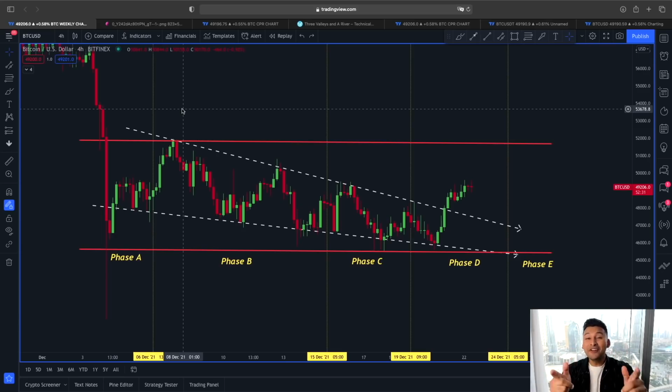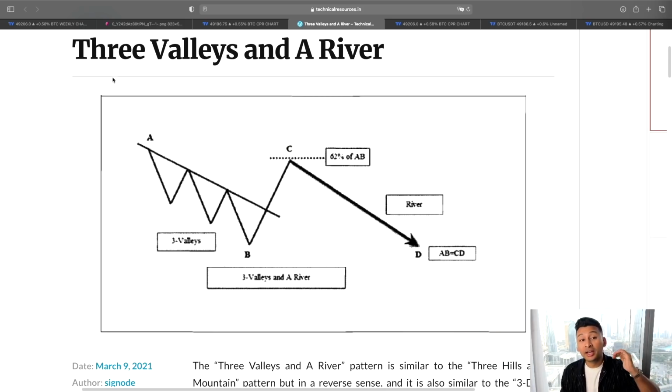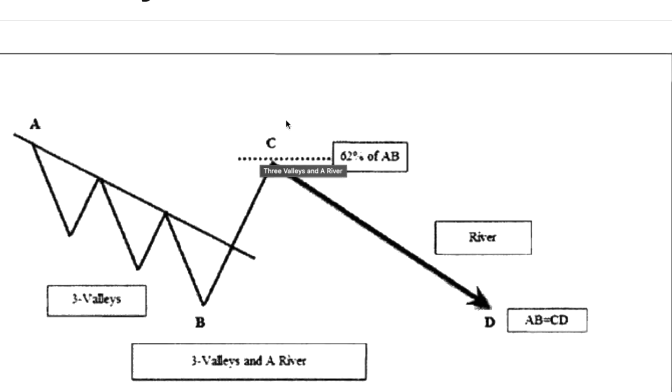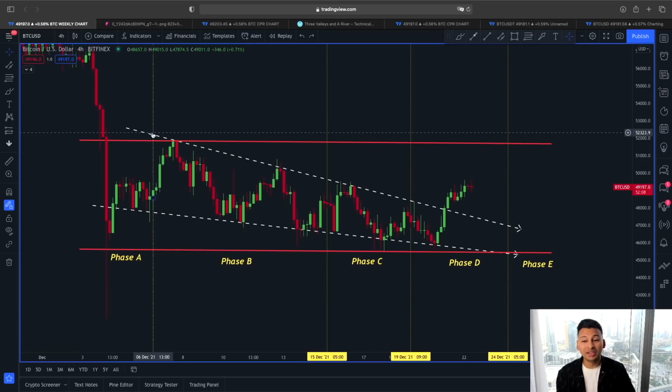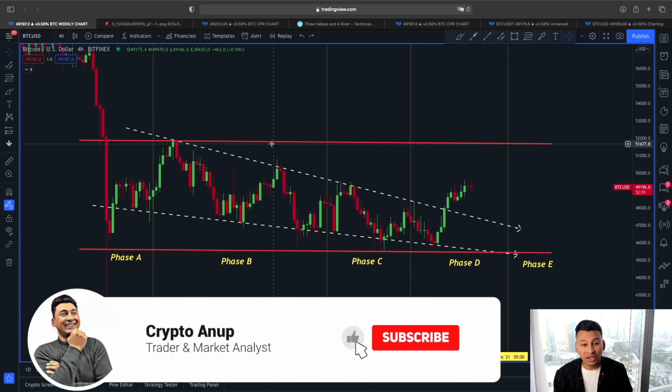So I am very much sure you guys want to find out whether this is going to play out as a Y curves accumulation scenario, or is it going to be more of a three valley and a river where the price fakes out and starts this new trend here in the downward direction, because the area where we are finding ourselves is exactly where this point C should be. And that is the reason, guys, this scenario here is going to be a turning point for Bitcoin if the bulls actually want to take control over the market.